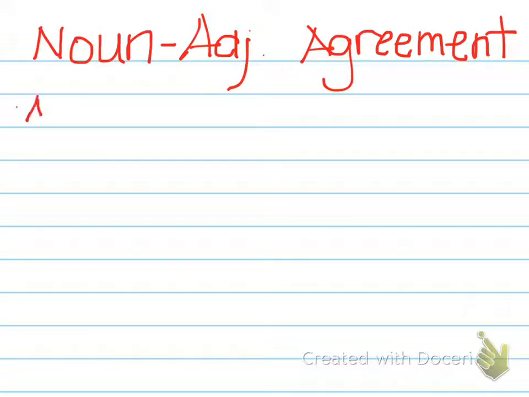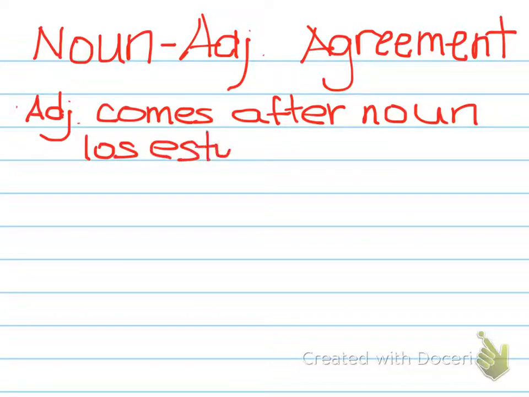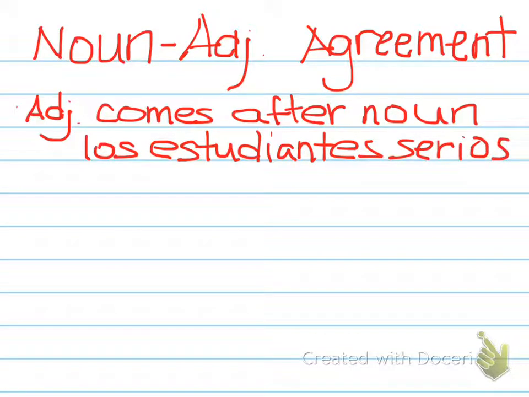First thing is that the adjective has to come after the noun. Adjective comes after noun. This is different than what we see in English. So everything in Spanish is just switched around, such as los estudiantes serios. If you would read it directly translated, it would be the students serious, but since everything's switched around in Spanish, it's actually the serious students.